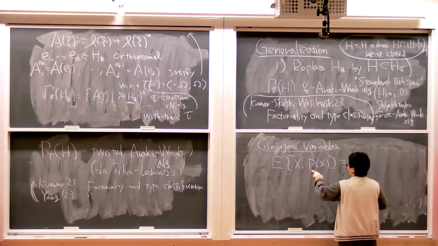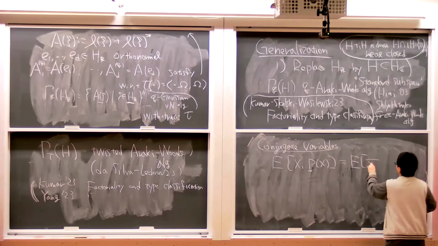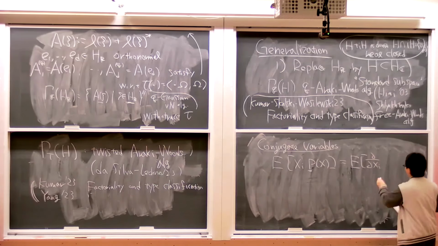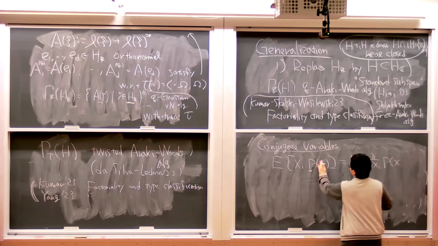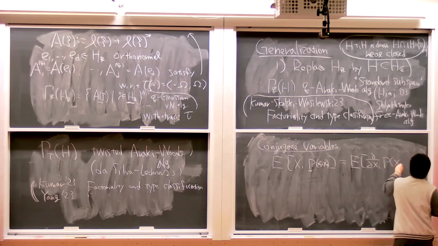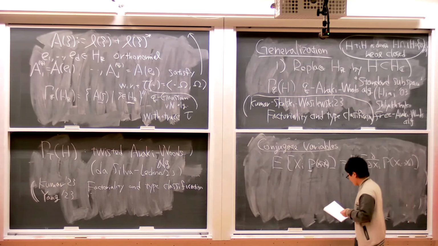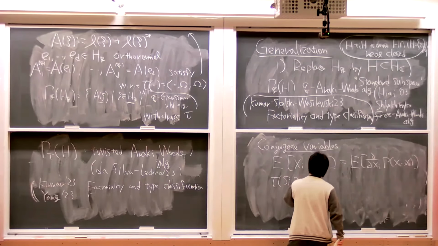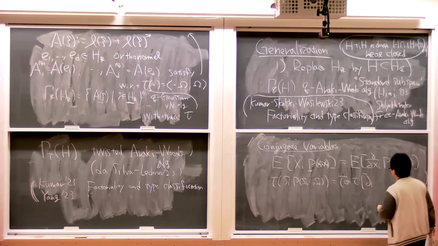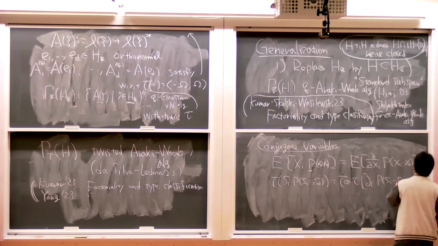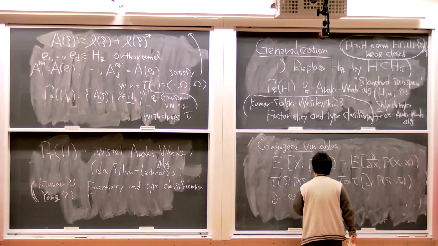If we multiply x_i and the polynomial p of x and take expectation, then this is equal to the expectation of the partial derivative of p(x), where x means x_1 to x_d, with respect to x_i. Actually we have the free analog of this formula for free semicircles: tau of S_i P(S_1,...,S_d) is equal to tau tensor tau of the free difference quotient of P at S_1,...,S_d, where the free difference quotient is defined as some algebraic derivative.